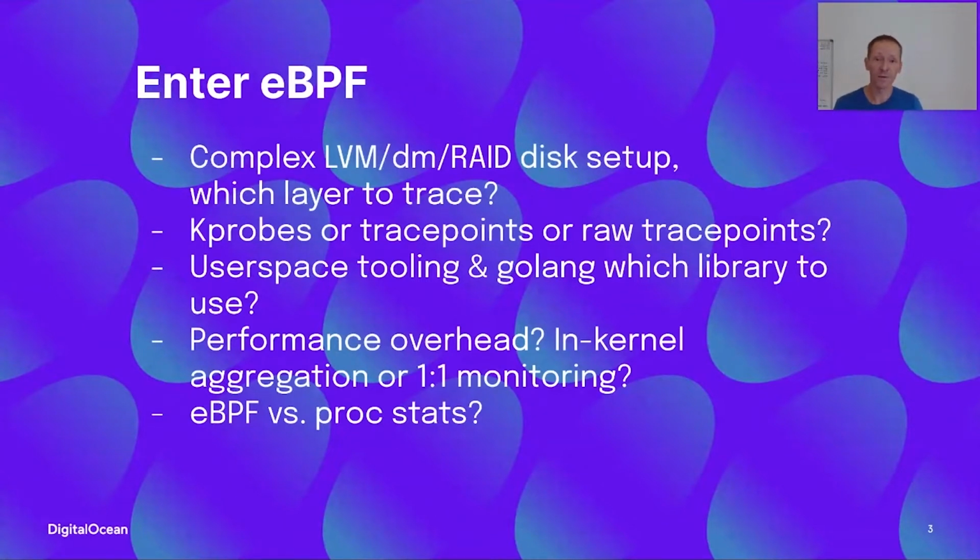Luckily, there are trace points already in the IO path. So should we use trace points or raw trace points, or rather stick to K-probes? Also for user space tooling, we are bound to Golang because of our middleware stack. So we needed to decide which library to use where. And also, what's the performance overhead of eBPF? We already knew that we couldn't monitor every single I/O event, but had to aggregate inside the kernel.